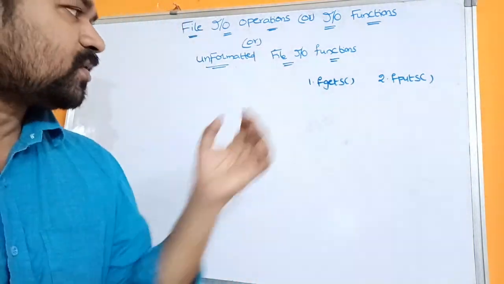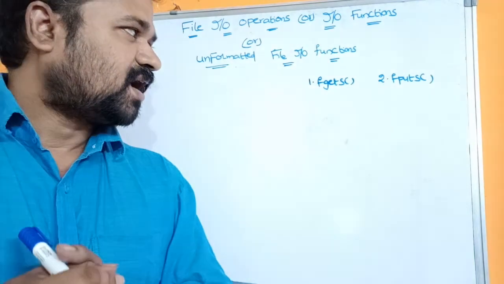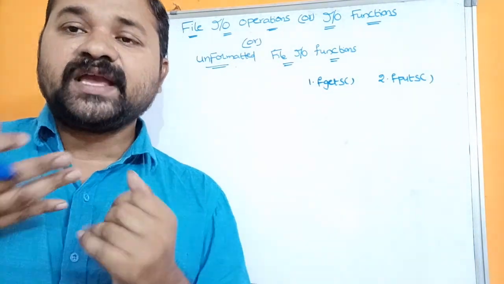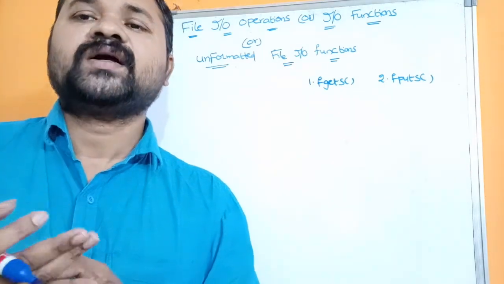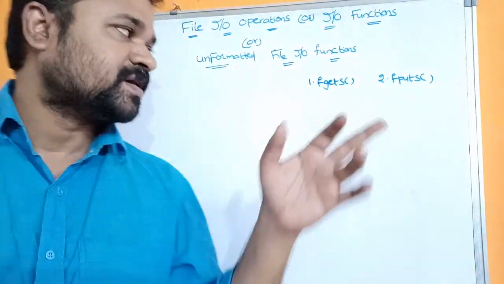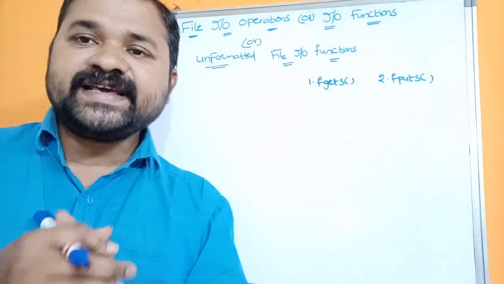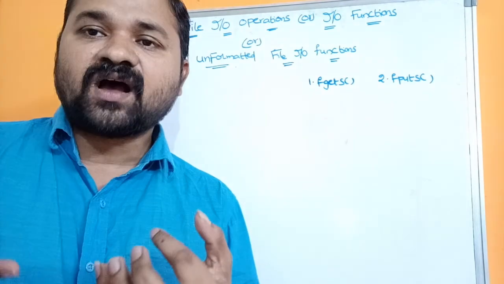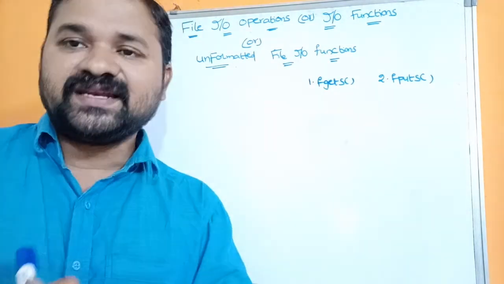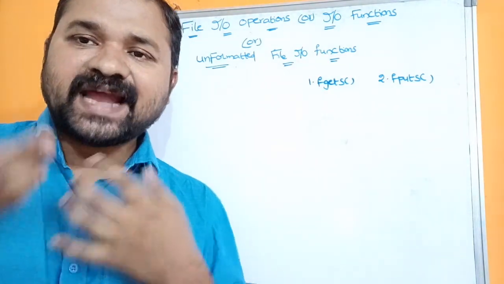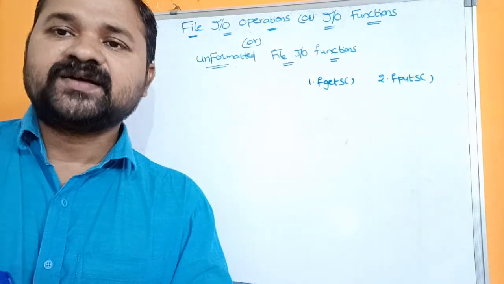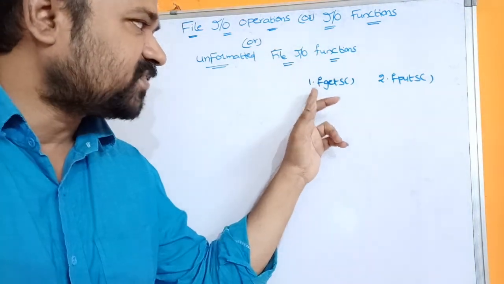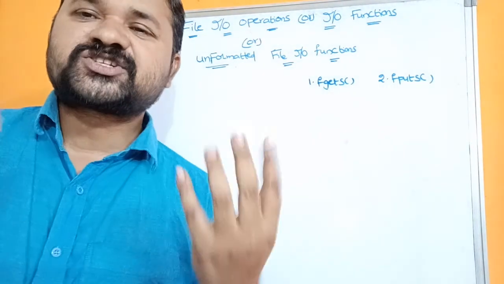Okay, so now let's see about fgets function. We know the advantage of gets function. Gets function is mainly useful in order to read a string or a line of text from the keyboard, whereas fgets function is useful in order to read a line of text or a string from a file. So if you want to read a line of text or a string from a file, then we have to use this fgets function. Here f stands for file, s stands for it is a string related function.